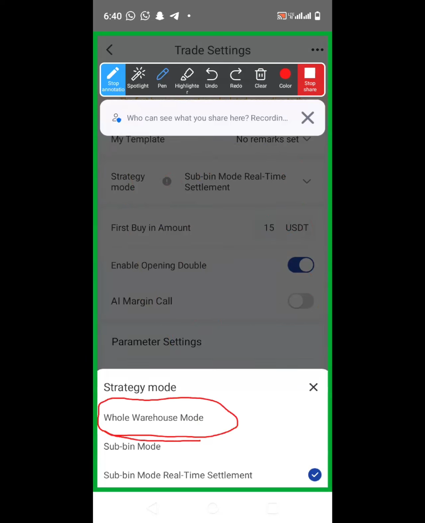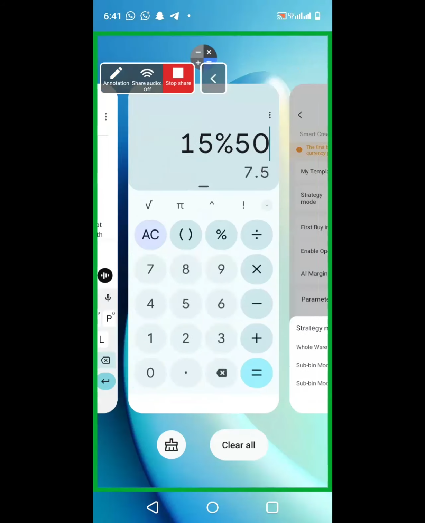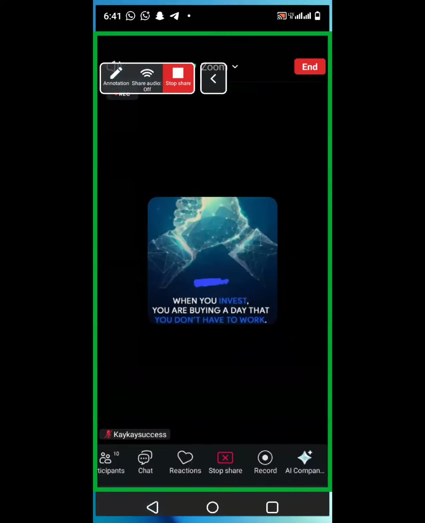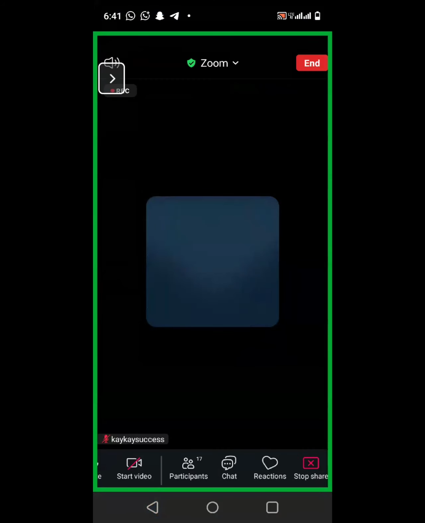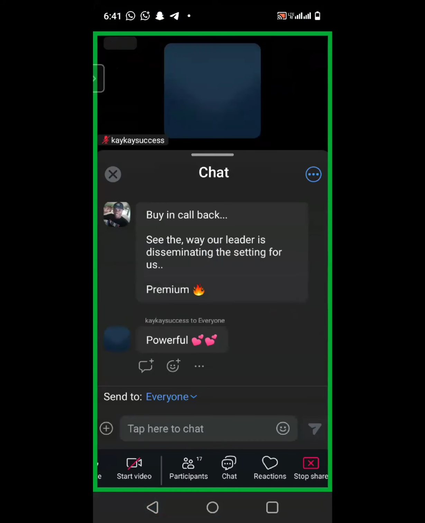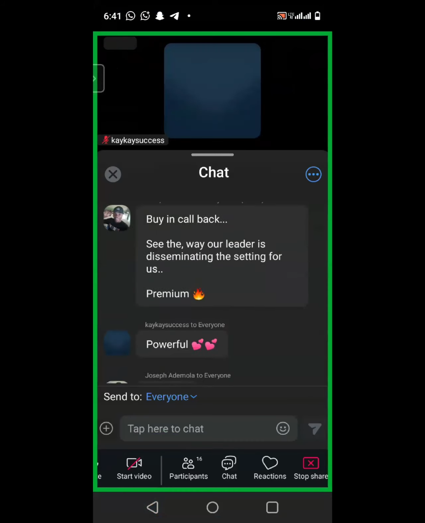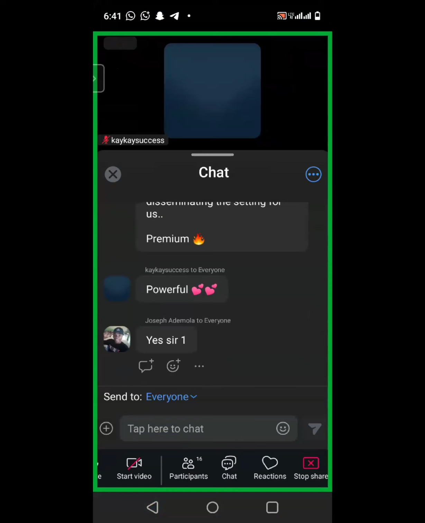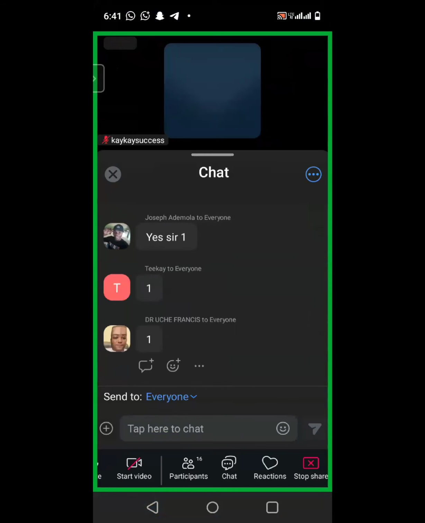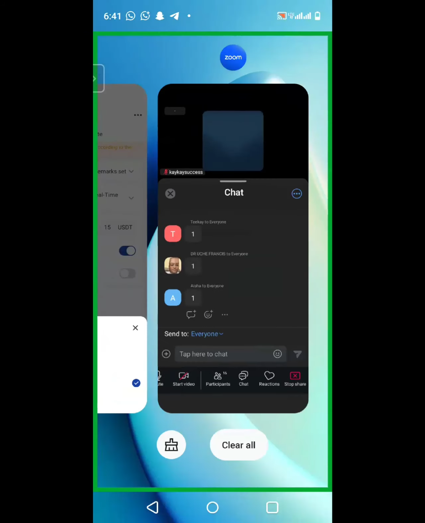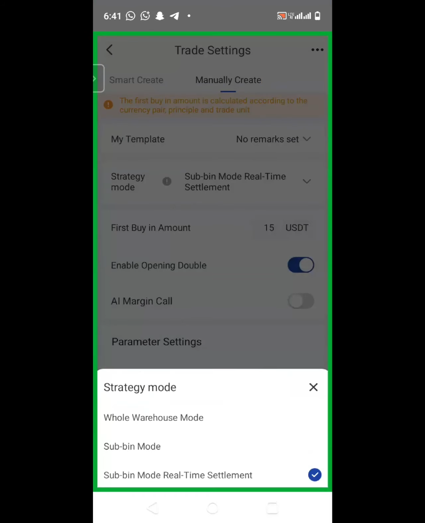That is for OWS mode. I believe I'm communicating. Let me check if I'm communicating. Please give me a 1 in the chat if I'm communicating. All right, thank you so much. So that is for OWS mode.